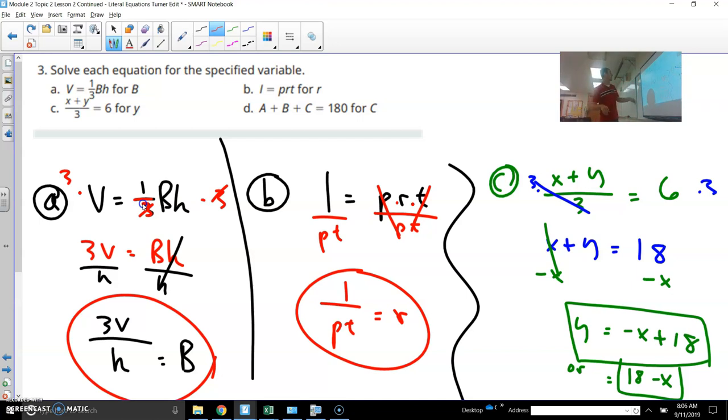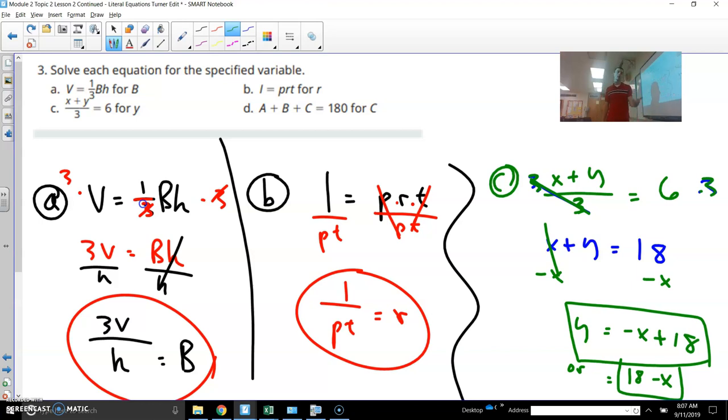Part C, x plus y over 3 equals 6. So that's what I did over here on the far right of the board. Let's start by, if it's dividing by 3, let's multiply by 3 to cancel that out. That gives me a new number on the right, 18. And then I subtract x to the other side.